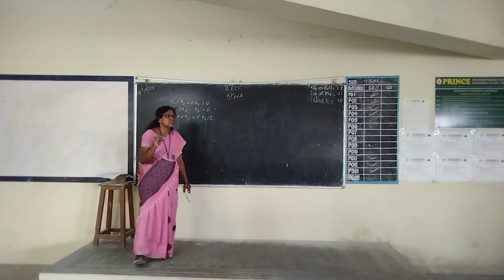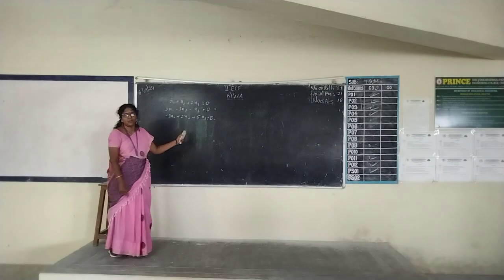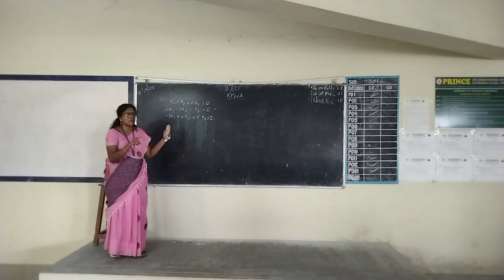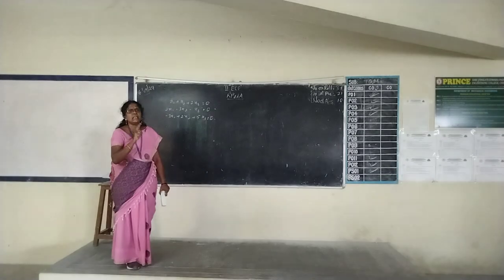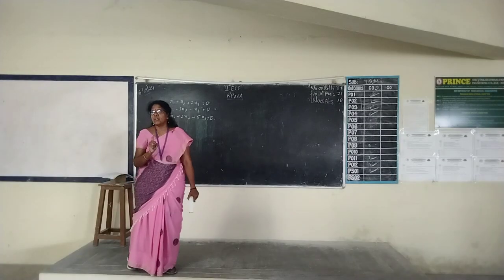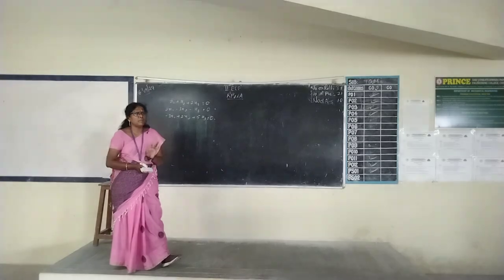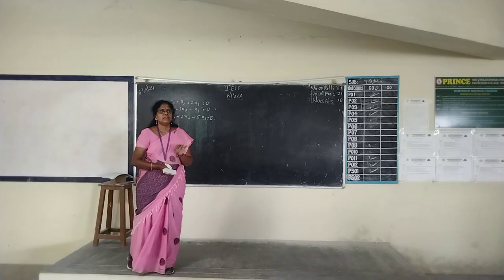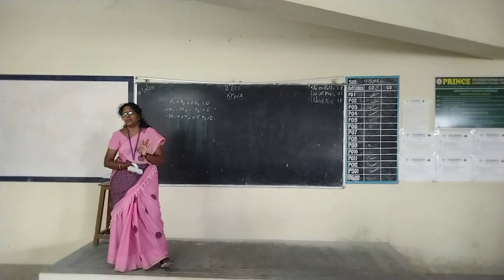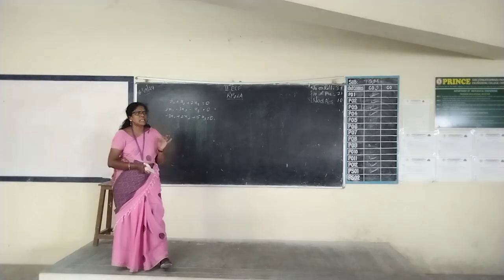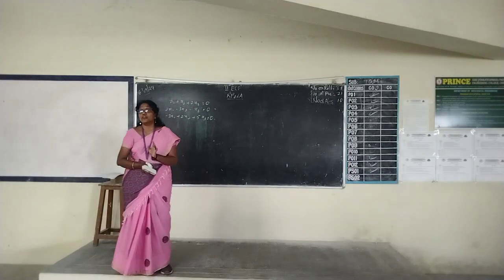But the very first step in all the problems is to rewrite the system into matrix form, whether it is homogeneous or non-homogeneous. What is the general form? Homogeneous means Ax equal to 0. Non-homogeneous means Ax equal to B.